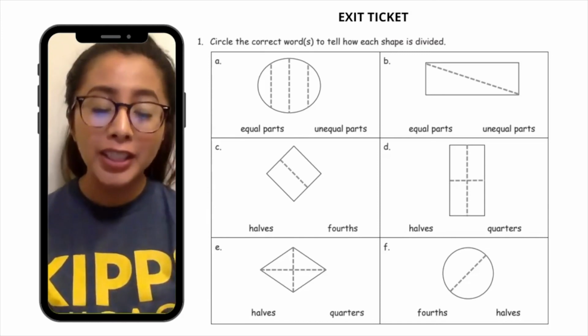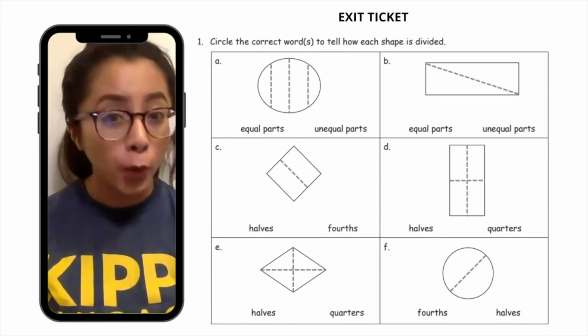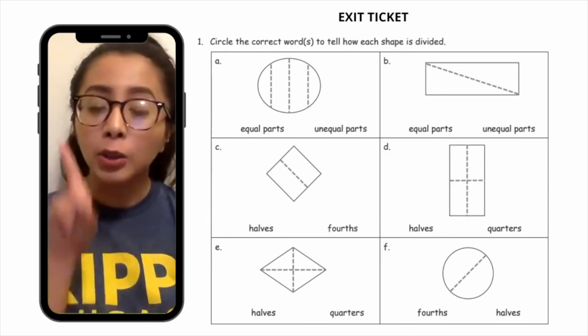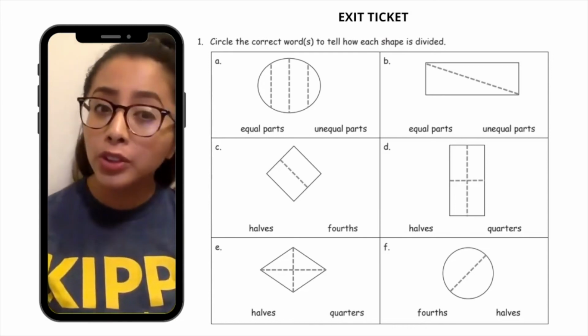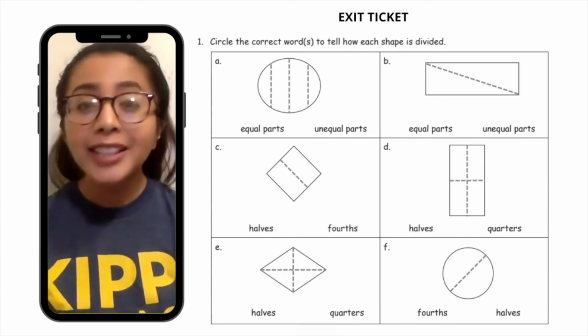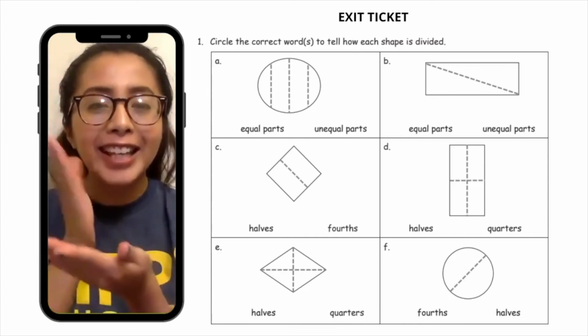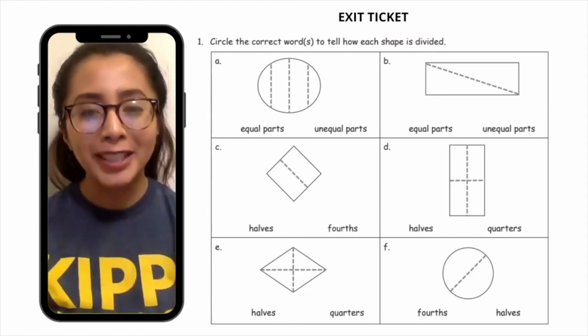Now, letter F. Is this shape divided into fourths or halves? Look at the circle and notice how many parts it has. Is it fourths or halves? It's halves because it's cut in half, two pieces.